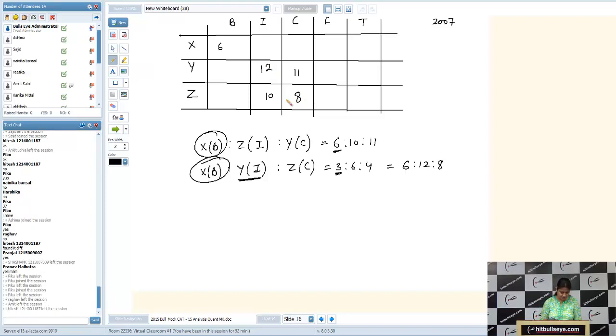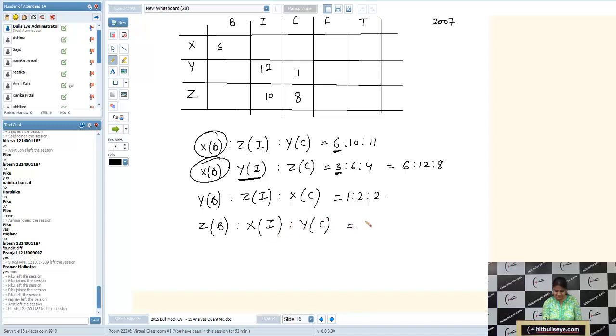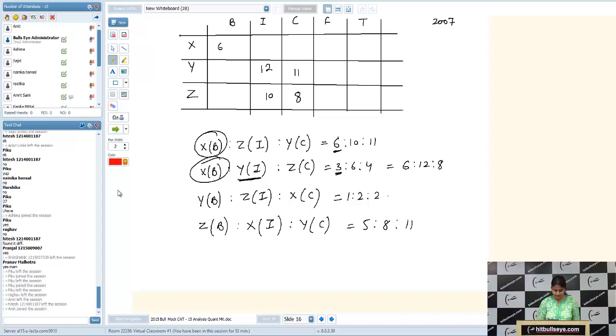Now another ratio I'm using. This is given that YB ratio ZI ratio XC. This is given as 1:2:2. Once more, ZB ratio XI ratio YC. This is 5:8:11. Okay. Now we will combine all other ratios.